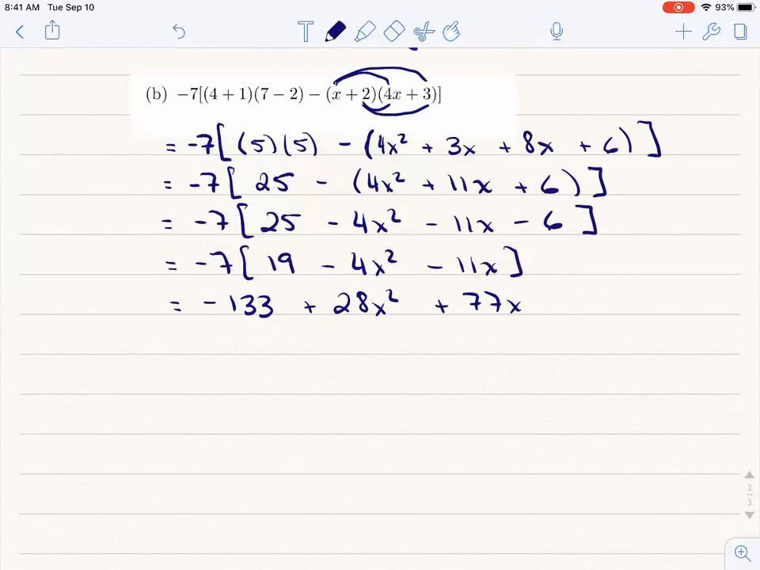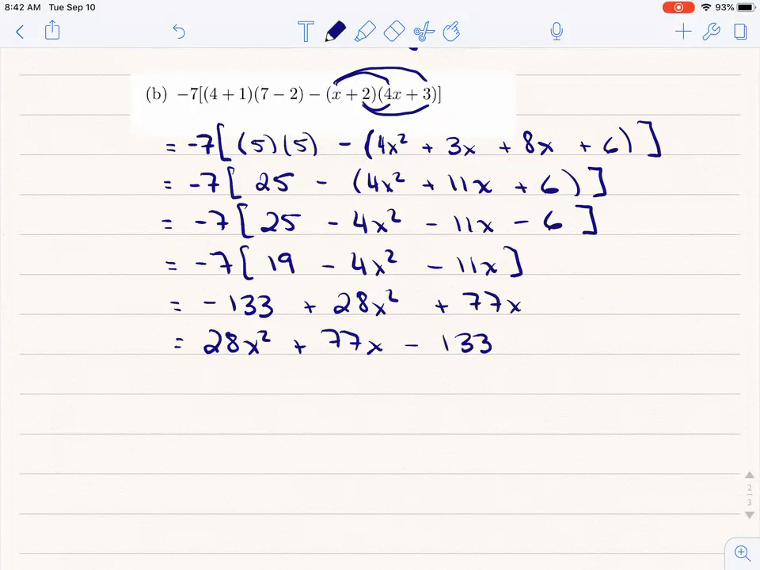But like I said, anything that looks like this, where you have x squared and x and then a number, or even x to the power of 3, 4, 5, anything like that is called a polynomial, right? And for me, another math hang up is I like to write them in descending powers. So I just want to rearrange it so it looks like 28x squared plus 77x minus 133.